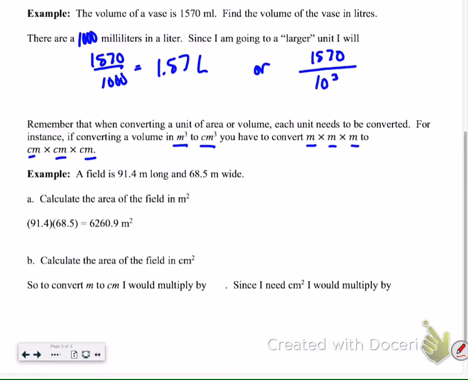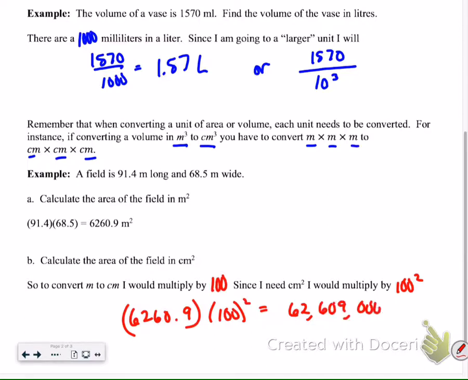So to convert a meter to a centimeter, I'm going to multiply by 100. But since I'm doing area, that's going to be 100 squared. So 6260.9 times 100 squared. That's going to give me 62,609,000, so 62 million centimeters squared. Now that would very likely be something they might ask you to do in scientific notation. This unit about the conversions is very likely to be in a longer question where they're asking you to do a variety of things.